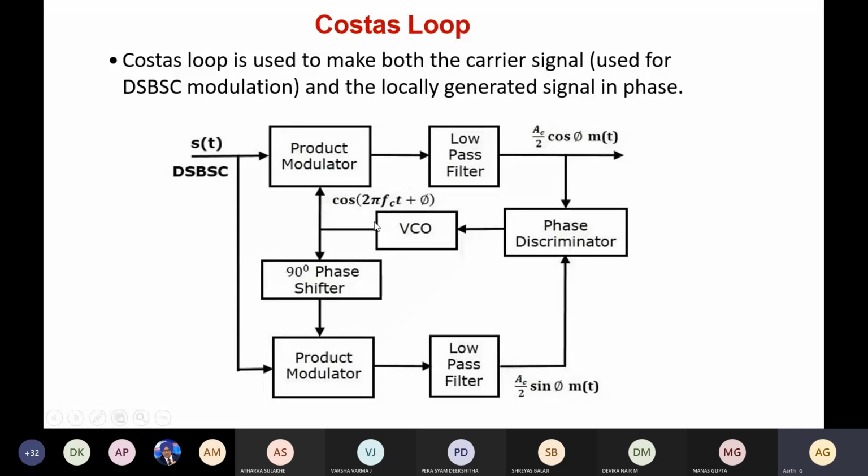Based on this, this is like a loop. It will keep on going. When this phase discriminator produces a 0 DC output, then the VCO will give a proper phase. Until that, this loop will keep continuing, till the phase of both the carrier waveforms are matched. So let us see the analysis.